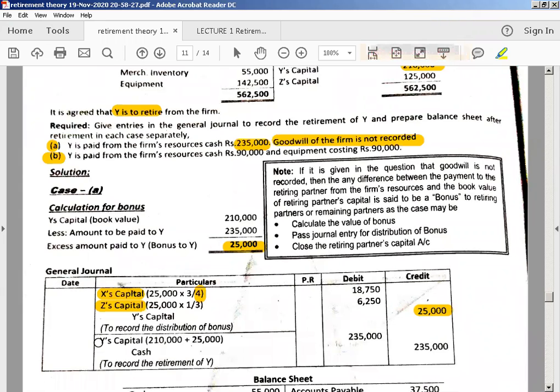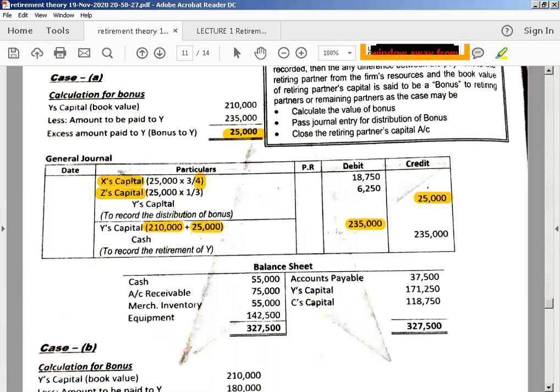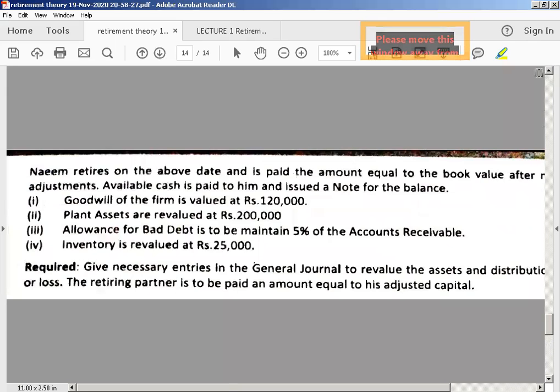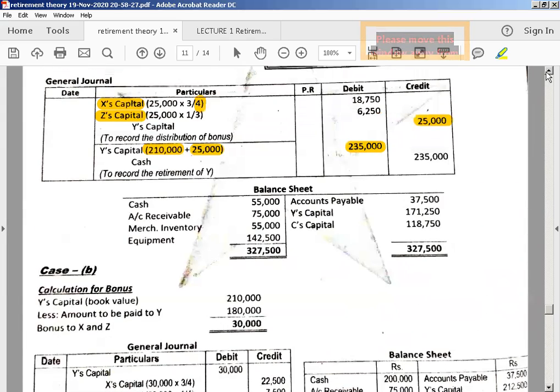नेक्स्ट वी हैव द जर्नल एंट्री फॉर द रिटायरिंग पार्टनर। कैपिटल हमारे पास का कैपिटल था 210। 210 अपना कैपिटल भी लेके जाएगा प्लस बोनस भी लेके जा रहा है। टोटल अमाउंट 235 है और कैश क्रेडिट। क्लियर? नाउ वी हैव बोनस मेथड केस B। Yes, wait for a while. The bonus method case B, the Y capital is 210 and he is taking how much amount?